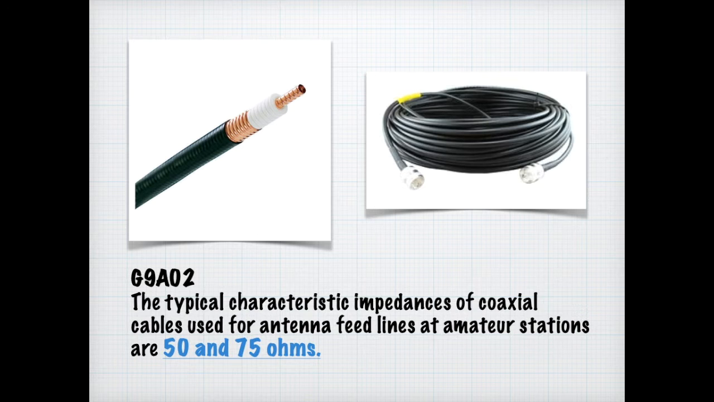For the purpose of amateur radio, we usually deal with 2 types of impedances of coaxial cables. They're 50 and 75 ohms. For the exam, you need to know that the typical characteristic impedance of a coaxial cable used for antenna feed lines at amateur radio stations is 50 and 75 ohms.